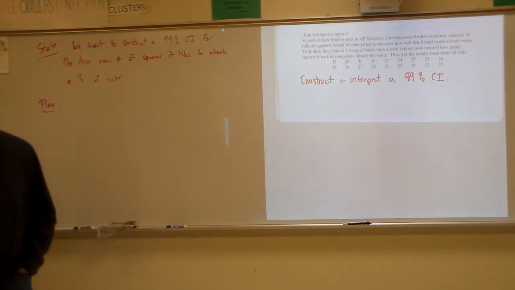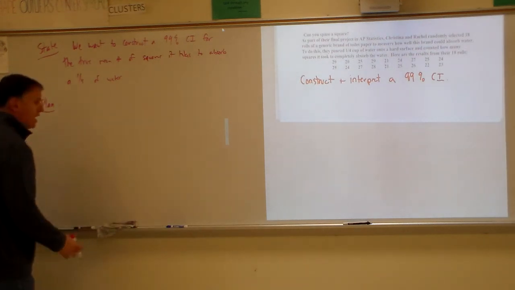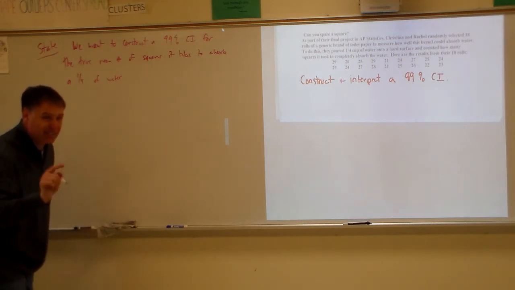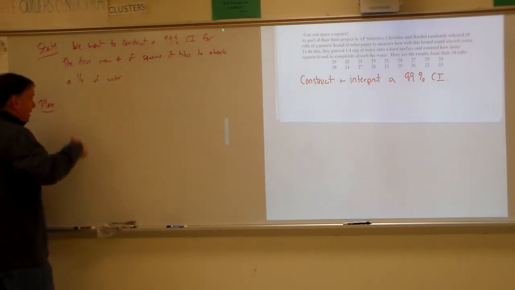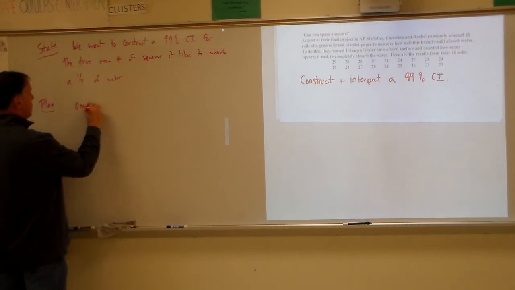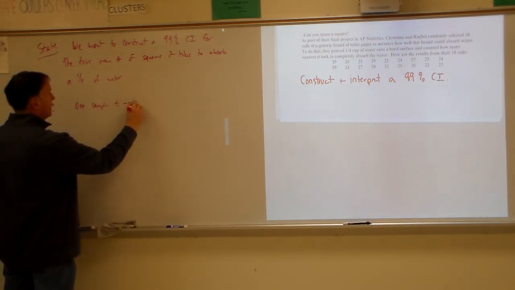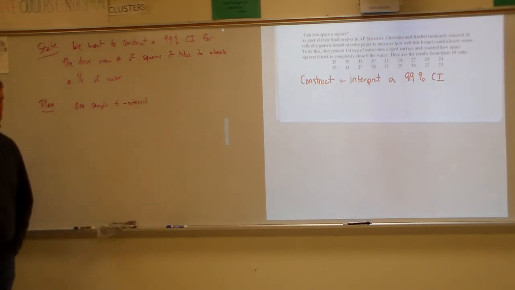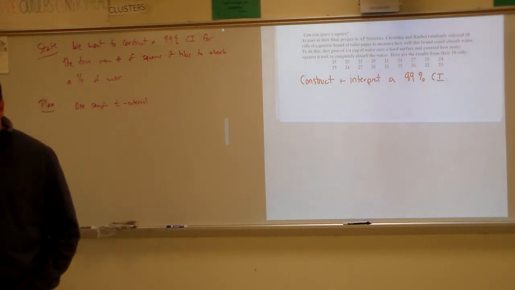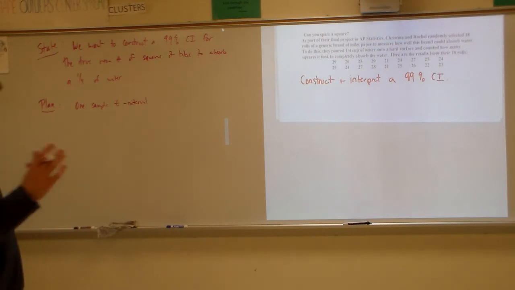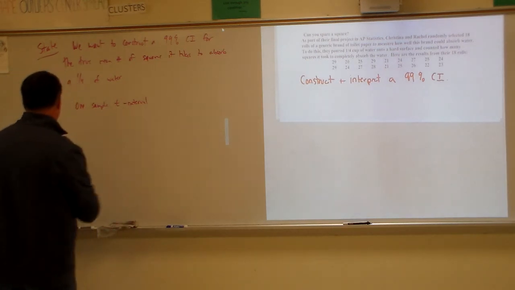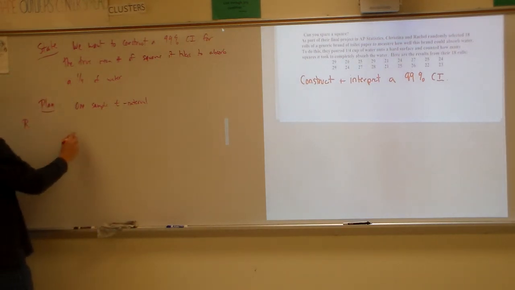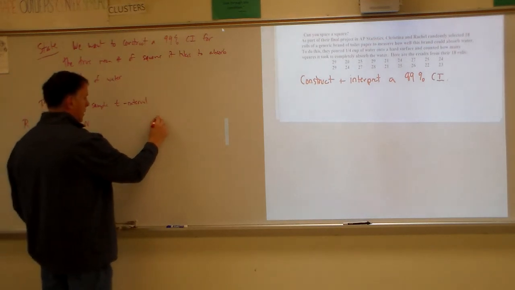So now we've got to talk about our plan. Okay? So what are we doing? Name our test. This is huge. You have to name the test. It's huge. I don't know why, but it is. We are going to do a 1 sample T interval. Okay? That's what we're going to do. And now we're going to do our 3 conditions. Our random, our normal, and our independent.